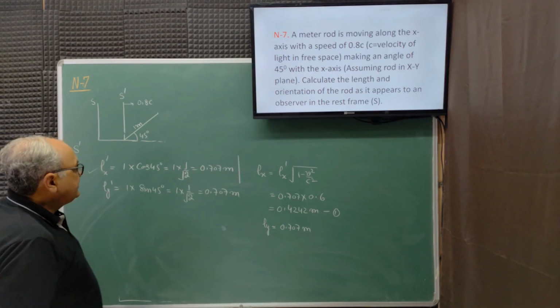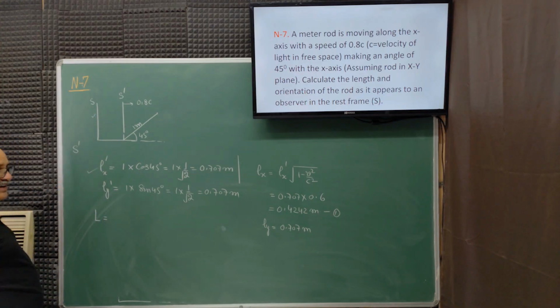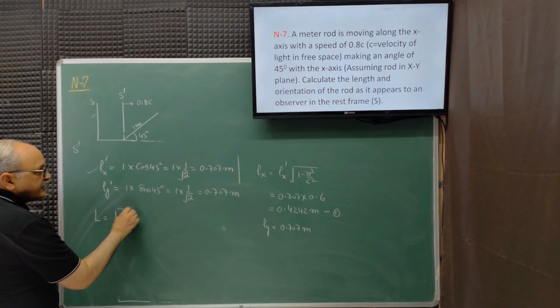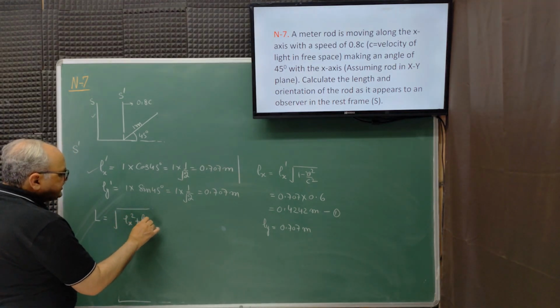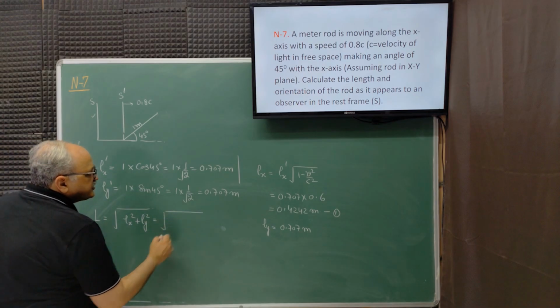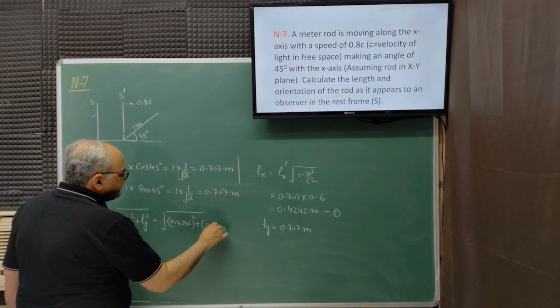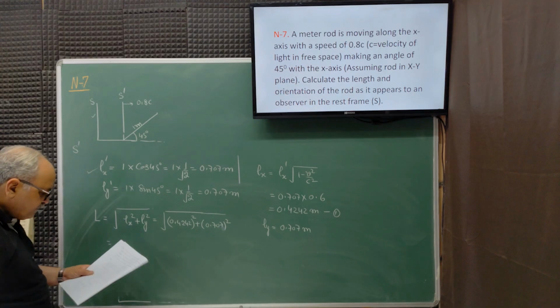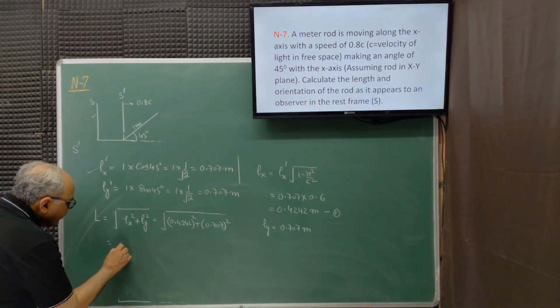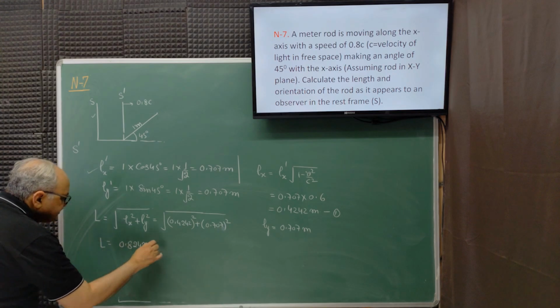So obviously the length as seen by the person in the S frame is equal to under root of Lx square plus Ly square, that means 0.4242 whole square plus 0.707 whole square, and if you simplify it, this length comes out to be 0.824 meter. This is the part 1.